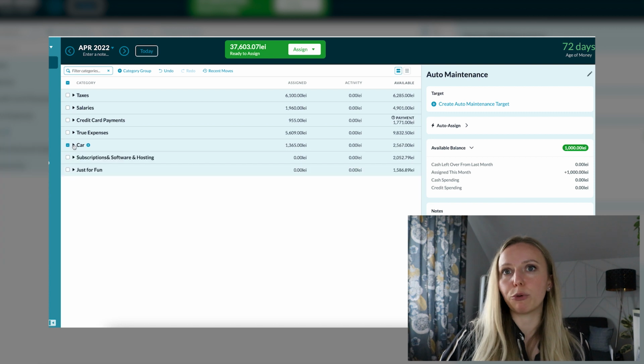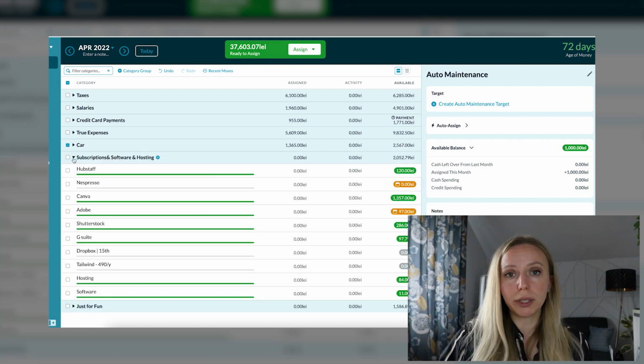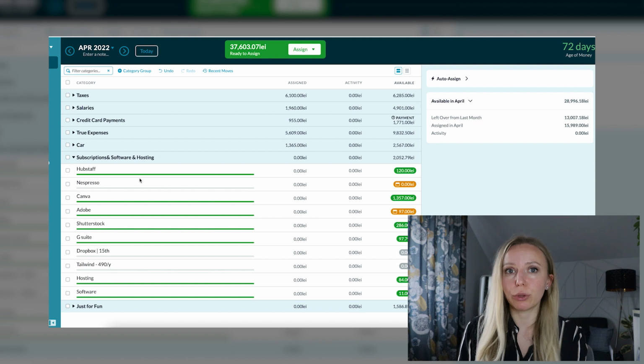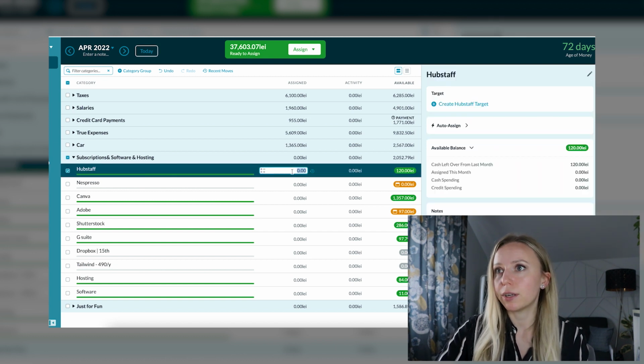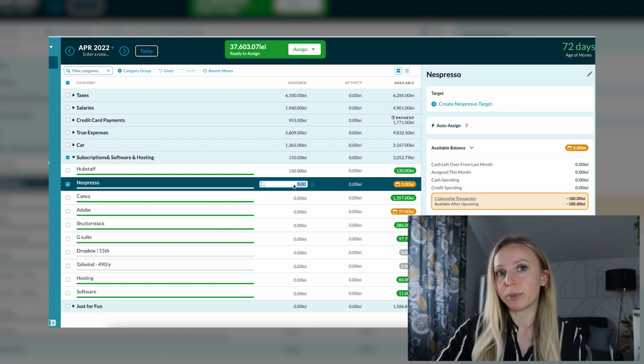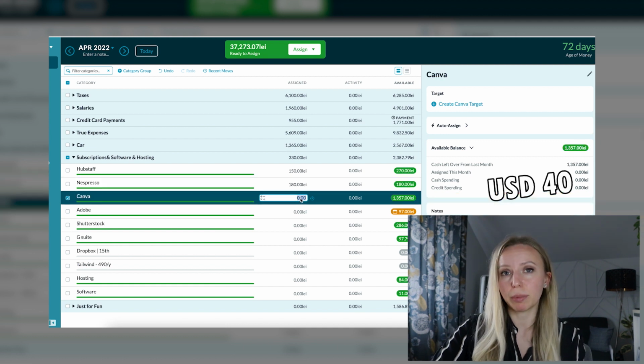That's how much we have for the car category. Let's check subscriptions and softwares. I have quite a few, as you can see. Here we have Hubstaff, the subscription that I use to manage my team and to track what they are doing. Here I pay 30 euros every month. Nespresso is my coffee subscription. I pay 180 a month, 30 something euros.